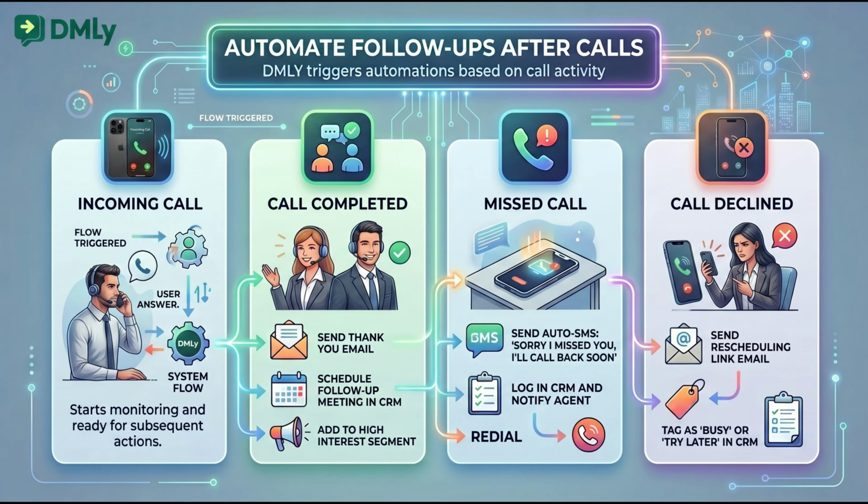Automate follow-ups after calls. DMLY can also trigger automations based on call activity. There are 4 call events you can use to start a flow: incoming call, call completed, missed call, and call declined. This means you can automatically follow up after a completed call, respond to a missed call, or take different actions depending on how the call ended. Note: call-triggered flows are skipped for contacts whose bot is paused, the same as inbound messages.